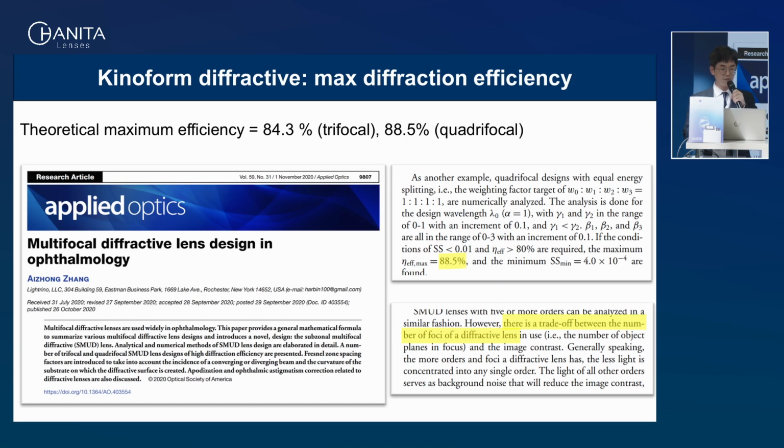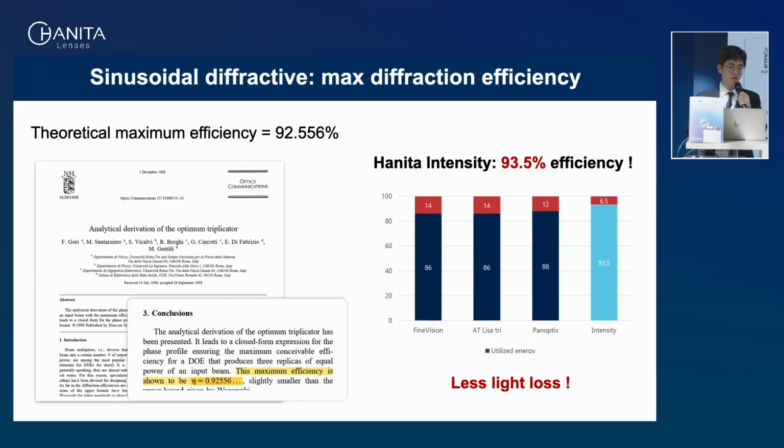With this kinoform diffractive design, theoretically, the maximum diffraction efficiency is 84.3% with the trifocal design, and 88.5% with the quadrifocal design, which is well known with the PanOptix, right? But with the sinusoidal diffractive, theoretically, the maximum diffraction efficiency is 92.5%, which is a little bit less than the Hanita Intensity. Interestingly, the Hanita Intensity has 93.5% efficiency, which means less light loss.